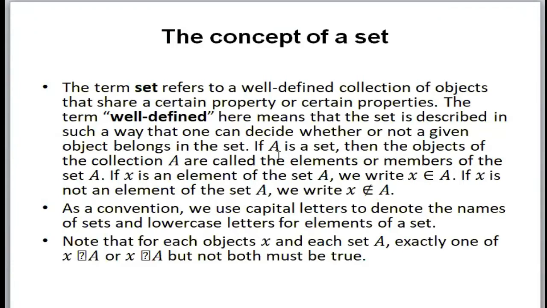So note that for each object x and each set capital A, exactly one of x is an element of A or x is not an element of A, but not both, must be true. So that's why, as I told you earlier, while we were defining a set, an object may be an element of A or may not, but not both at the same time. So this is the notation.